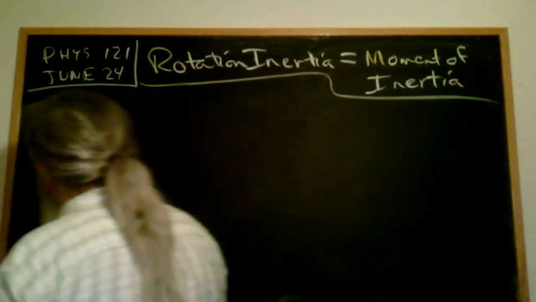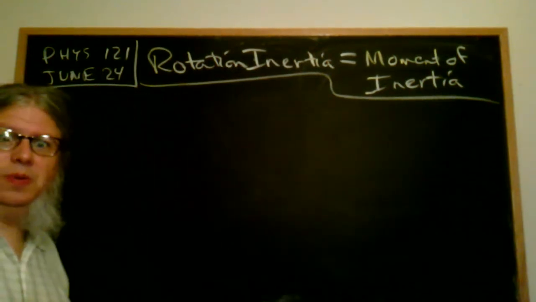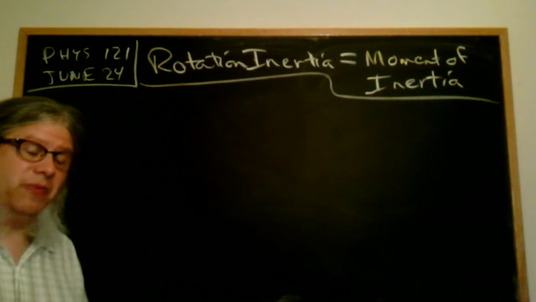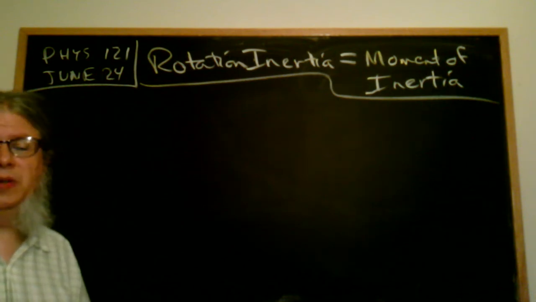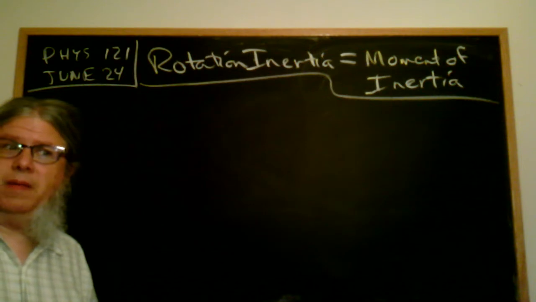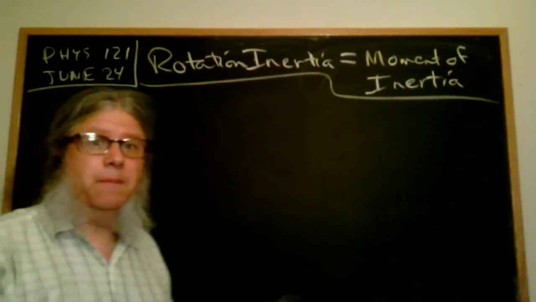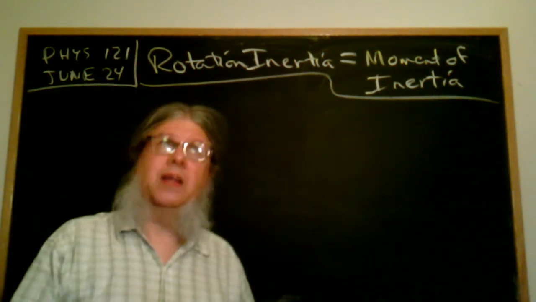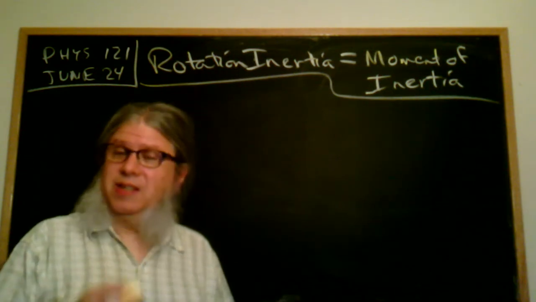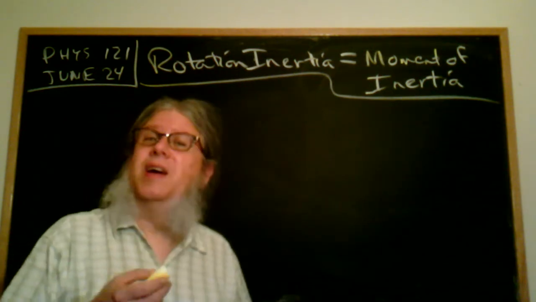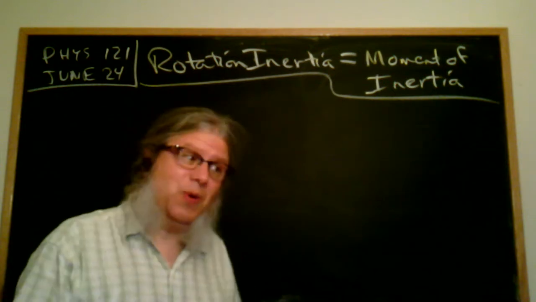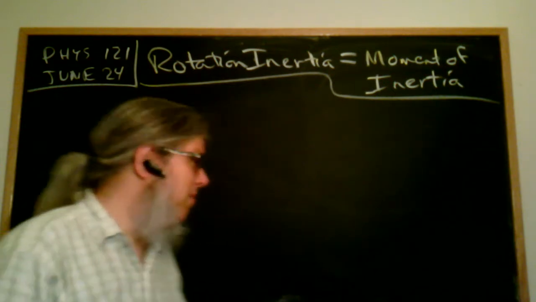I want to basically do two things. I want to define it so you can figure out where it comes from, and I want to show you how it's calculated. But as I mentioned in class yesterday, I'm not expecting you to actually do these calculations. I just want you to see where these things come from, so that if I ask you a conceptual question, you'll have a handle on what to expect.